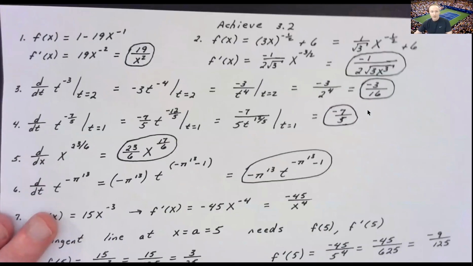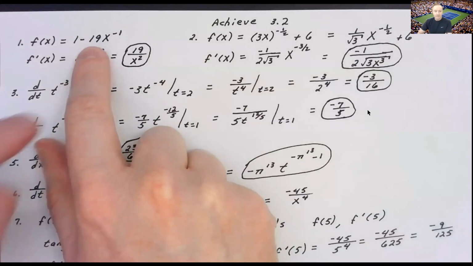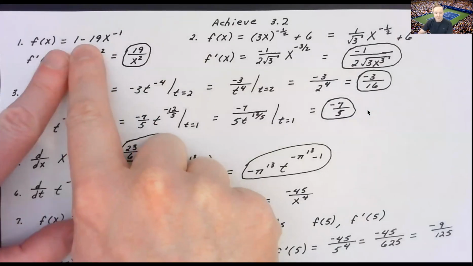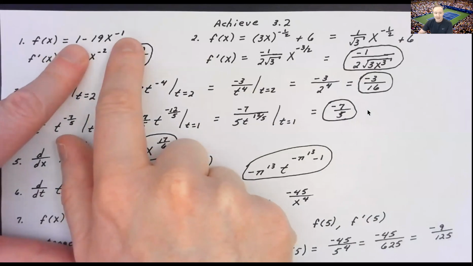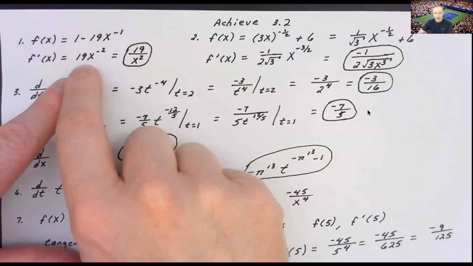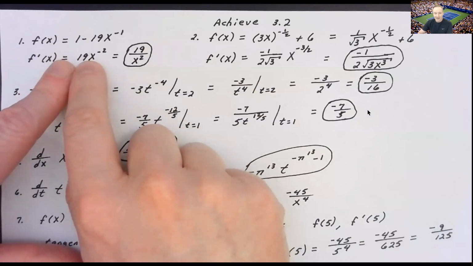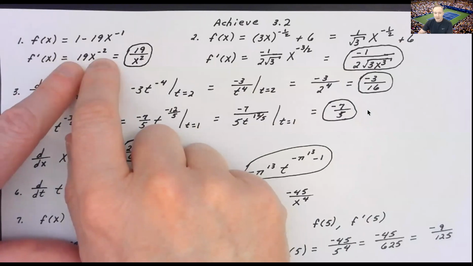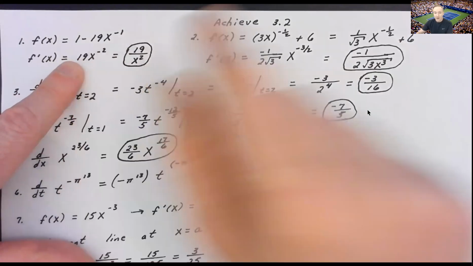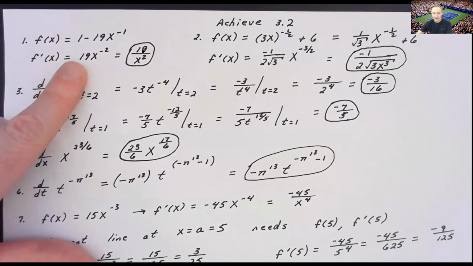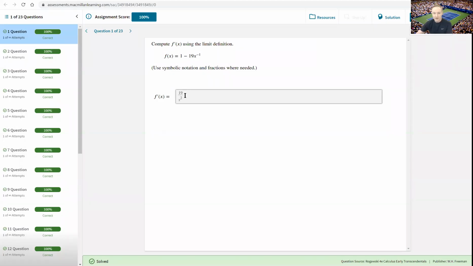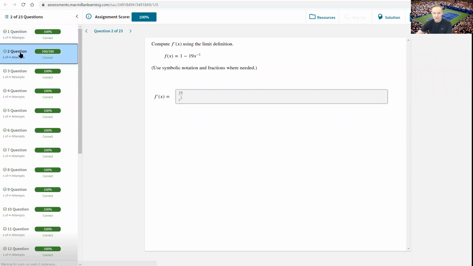Here we go. What I did on that problem is, of course, the derivative of any constant is 0, and then the derivative of the minus 19x to the negative 1, I brought the negative 1 down to the front, multiplied it by negative 19 to get the positive 19. Then, of course, we have x to the negative 2 power. Now, whenever we write that in terms of positive exponents, the best final answer would be 19 over x squared. And you can see that that's what I entered in here on Achieve.